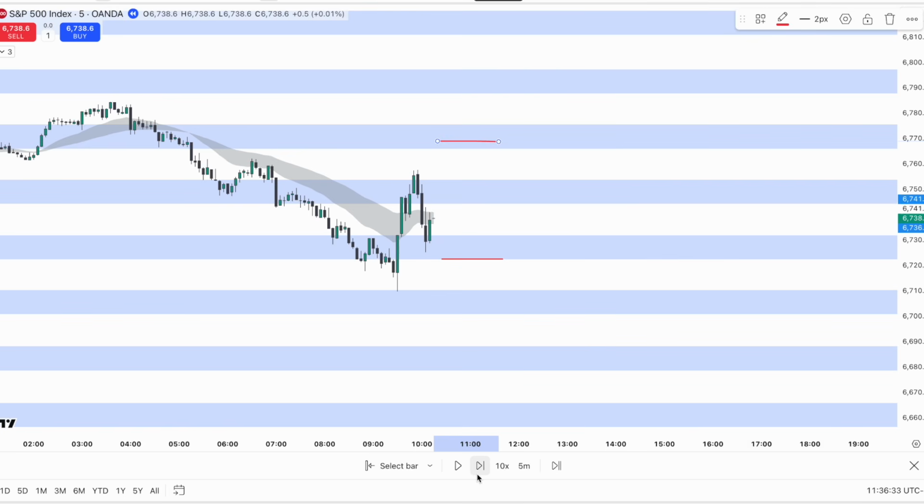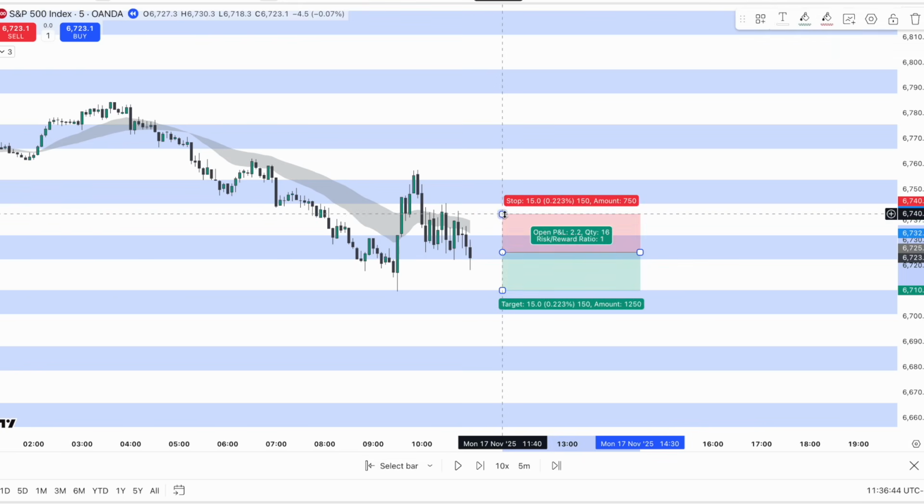Now we see that the lower level hit. This one is aligned with the overall bias, so we can enter short, place our stop above market structure and target the level below, then wait for it to play out.